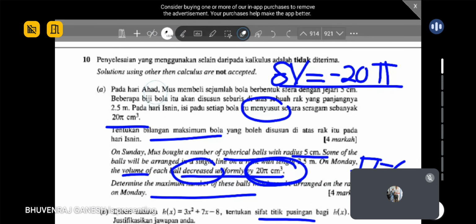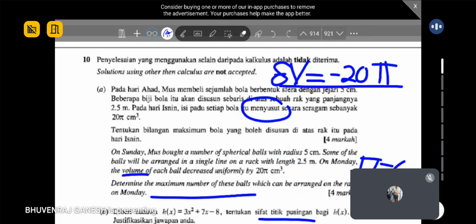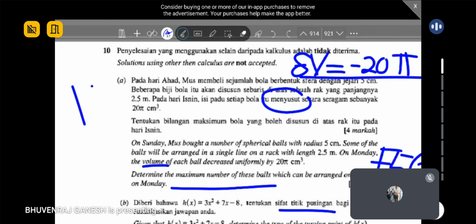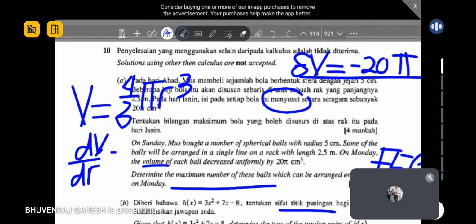Okay, so now sphere. So just now people tell V equals 4 over 3 pi r cubed. You can use that formula. So from there, you can find dV over dr. Am I right? V equals 4 over 3 pi r cubed, so dV over dr, you will get 4 pi r squared. Now you must try to find your r value.